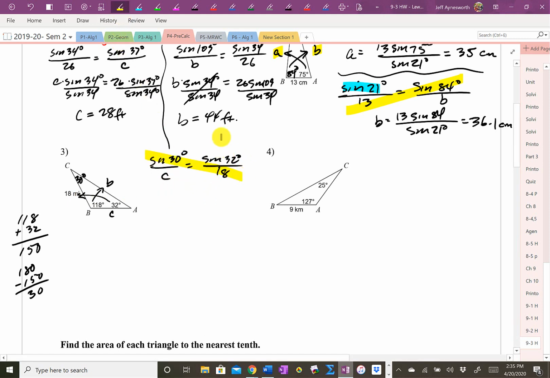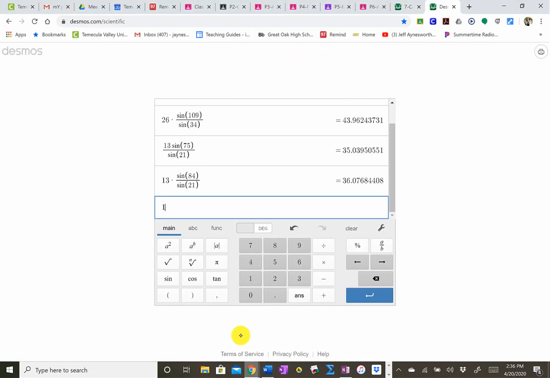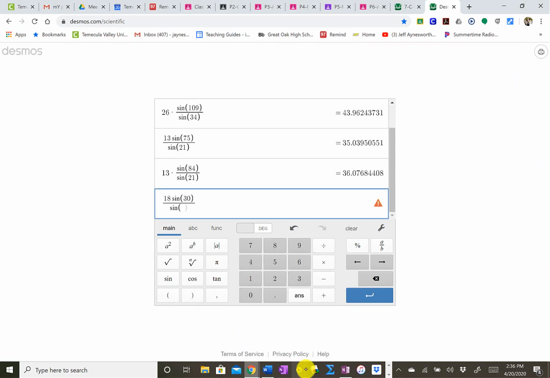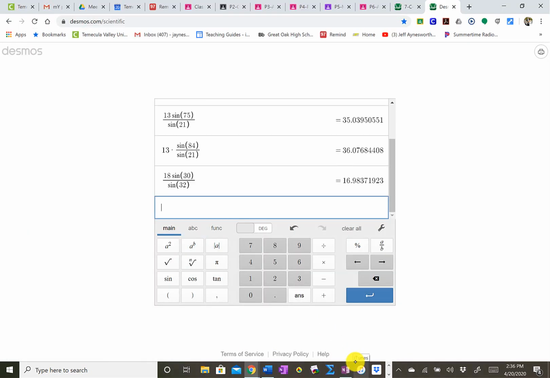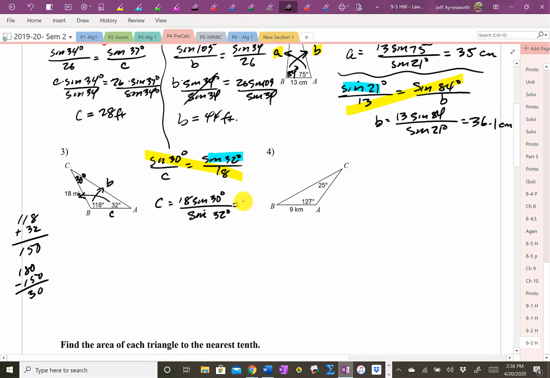So you cross multiply here and divide by the third term. So C is approximately equal to 18 times the sine of 30 degrees divided by the third term, sine of 32 degrees. So 18 sine 30, and then divided by the sine of 32 degrees. And that's about 17. So 17 miles in this case. So these are all in miles. So 17 miles, that's C.